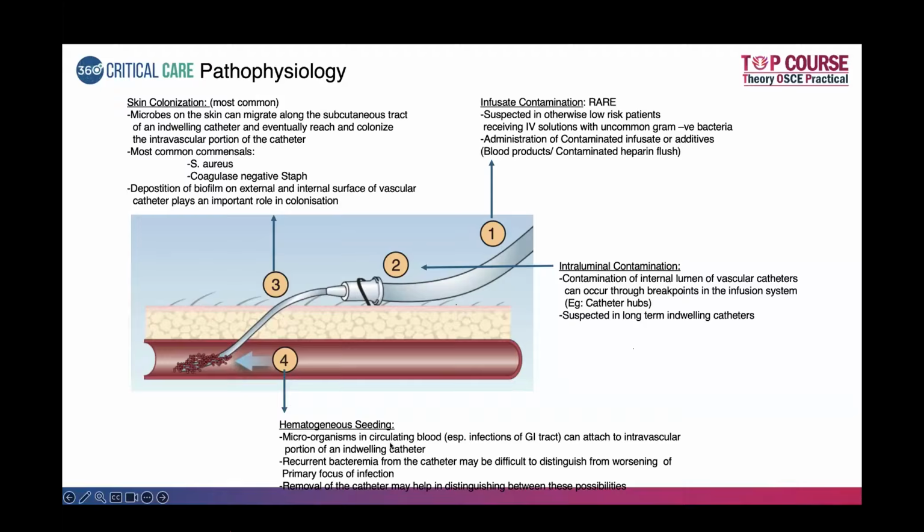And then hematogenous seeding. Microorganisms in circulating blood, especially due to infections of the GI tract, can attach to the intravascular portion of the indwelling catheter. Recurrent bacteremia from the catheter may be difficult to distinguish from worsening of the primary focus of infection. The difference can be identified by removal of the catheter, which may help in distinguishing these possibilities, either recurrent bacteremia from the catheter or a GI source.